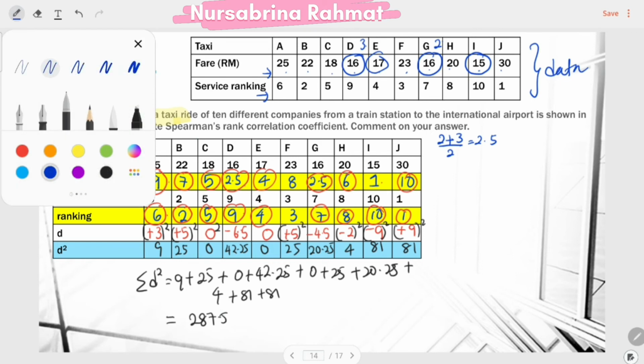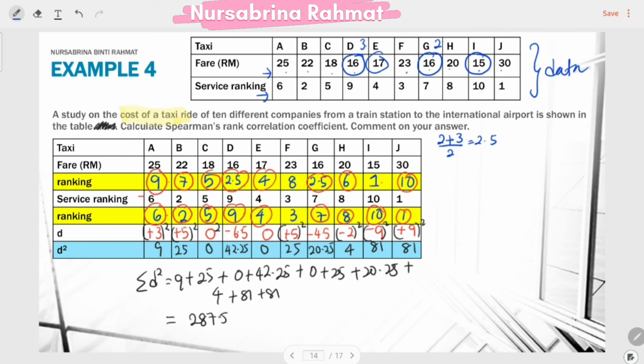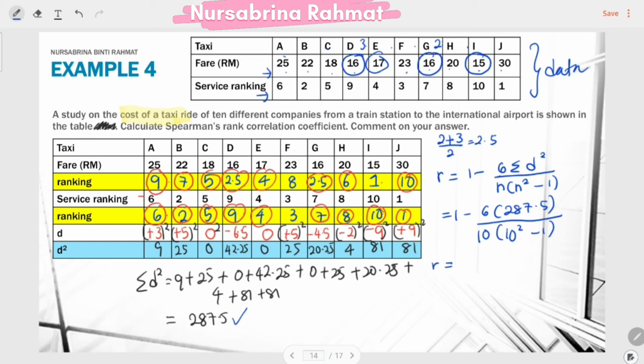287.5. Okay. Next, we can calculate our Spearman rank correlation coefficient, which has this formula: R equals 1 minus 6 sum of d square over n times n square minus 1. So 1 minus 6 times our sum of d square, which is 287.5, over, n is the number of taxis. So we have taxis A, B, C, D, E, F, G, H, I, J, which is equivalent to 10 taxis. So 10, 10 square minus 1. Okay, so your R turns out to be negative 0.742.